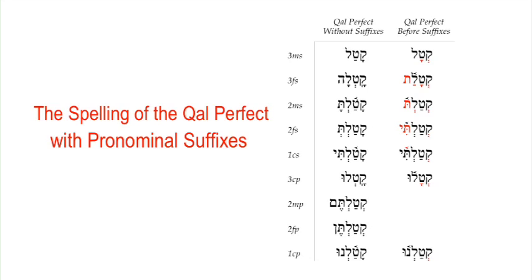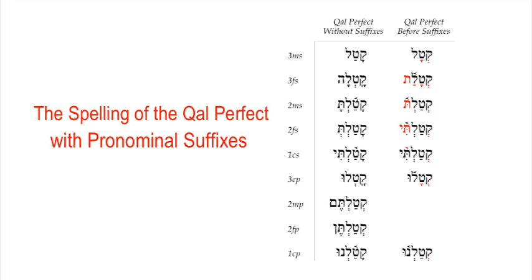Those aren't major changes. The three forms that we want to take a moment to concentrate on are the 3FS, the 2MS, and the 2FS forms. You'll see that with these three forms, the spelling changes go beyond simple vocalization of the vowels. There's a little bit of a change in terms of a loss or addition of the consonant itself. Let's begin with the 3FS form.